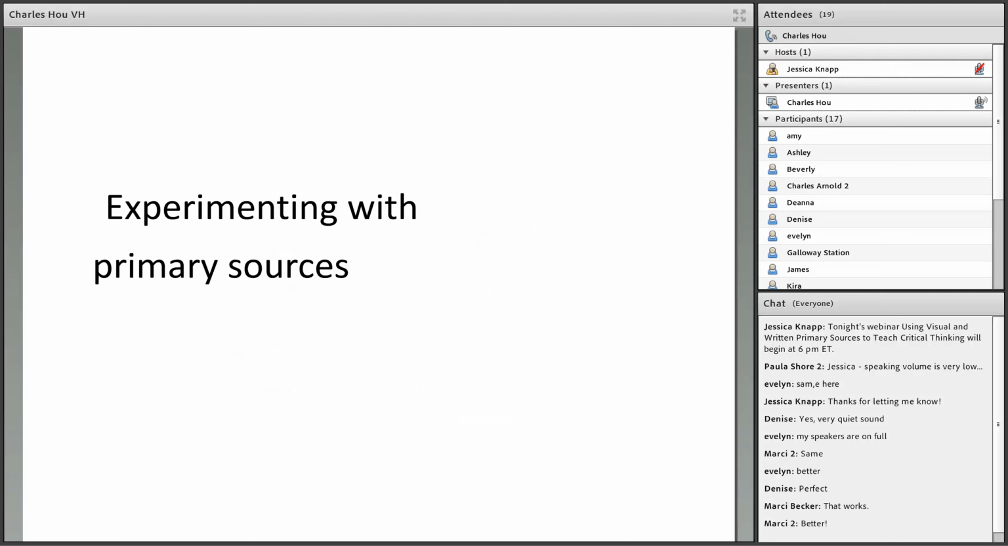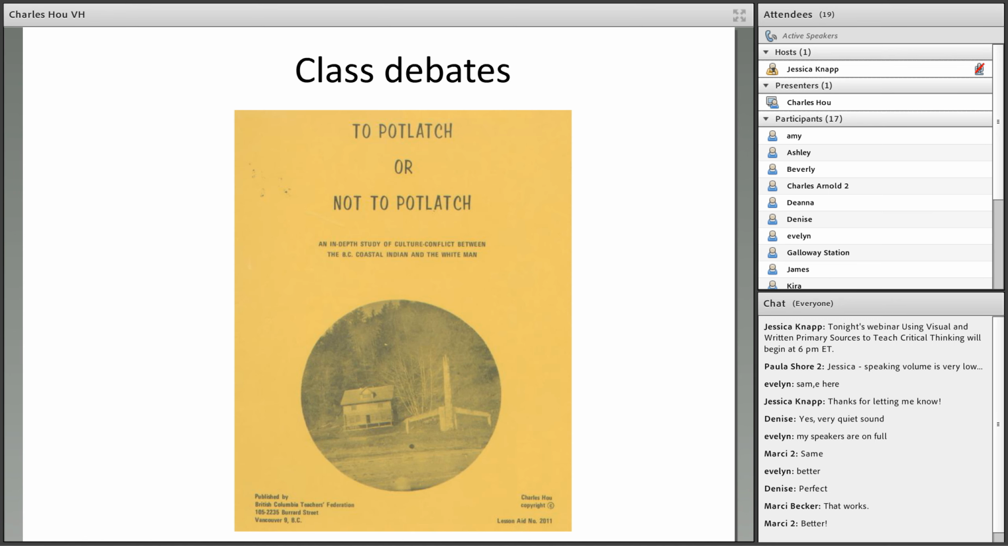Well, I had to start experimenting with primary sources, and basically I had to create my own sources because there weren't any that I could use. One of the first things I did was I came across the potlatch. That was the first set of documents that I tried to create.